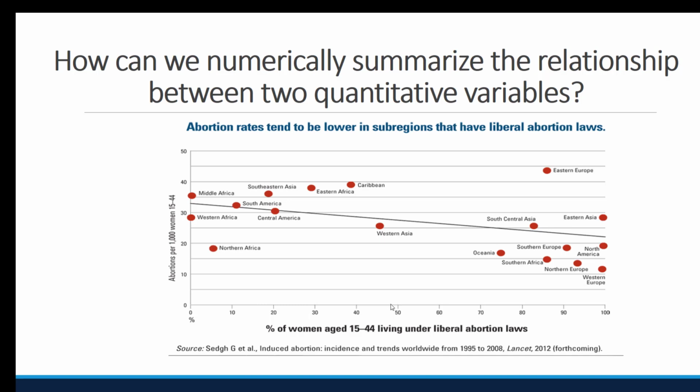Your turn. Here's a scatter plot which displays the number of abortions performed per 1,000 women versus the percentage of women in a country who live under liberal abortion laws. So, for example, we could find the point representing Oceania, which is located right here. In Oceania, about 75% live under liberal abortion laws, and we see that along the x-axis. And there are about 16 abortions per 1,000 women, and we can see that by looking over to the y-axis. Take a moment and answer the questions located on the script. After you've finished, come back and we'll look at the answers together.